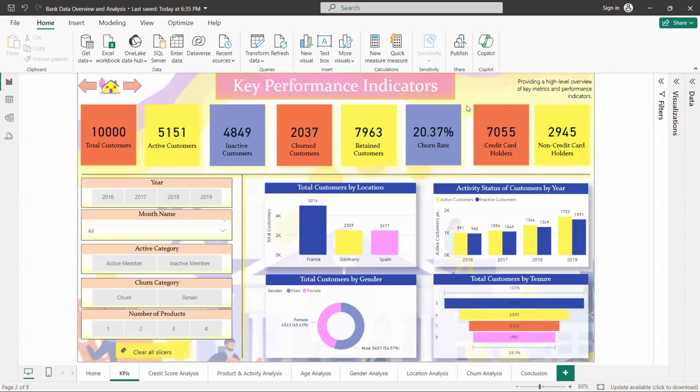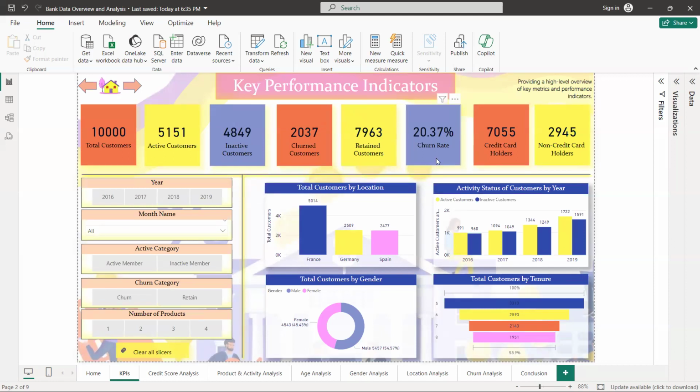First, we have key performance indicators. Here we are providing a high-level overview of key metrics and performance indicators. As you can see, we have a few card visuals over here: total customers, active customers, inactive customers. Inactive customers means they are not using the bank service now. Churned customers means the number of customers who exited the bank. Retained customers means they are still using the bank service.